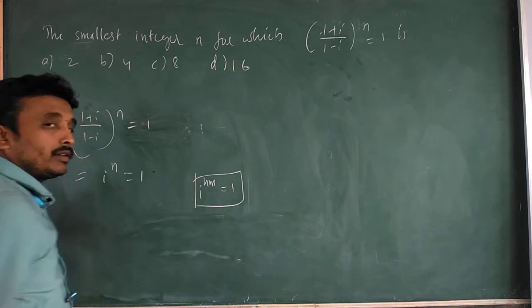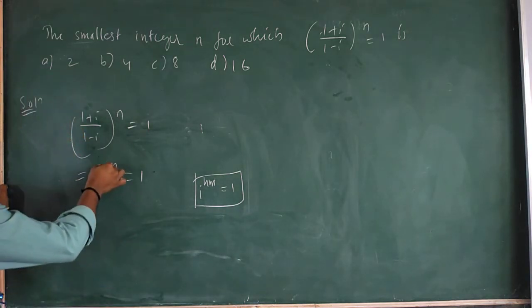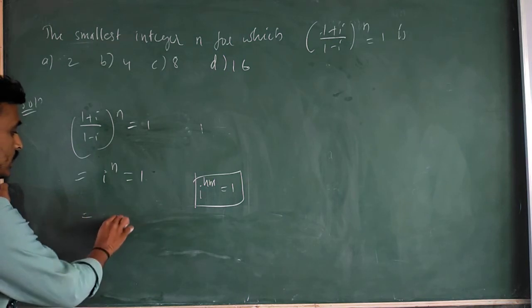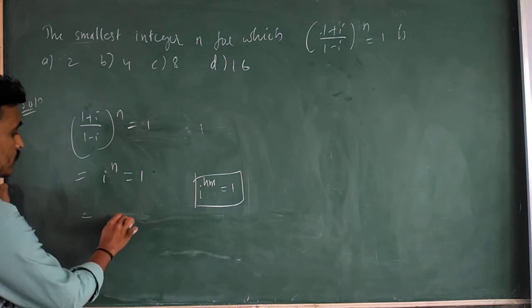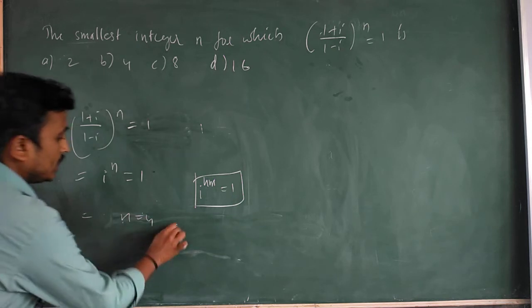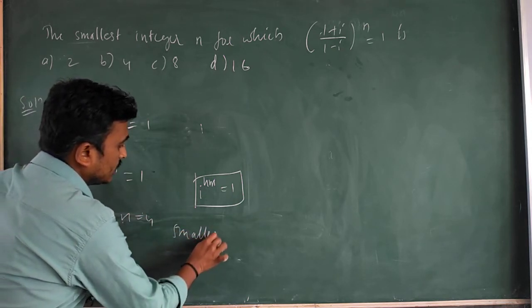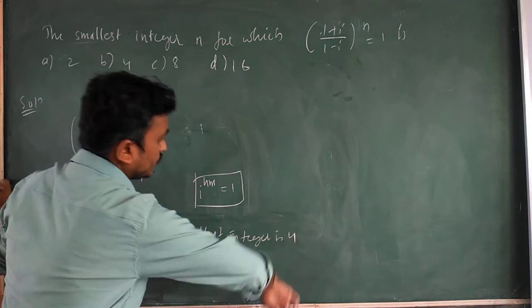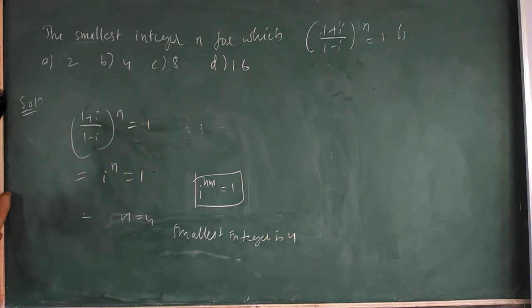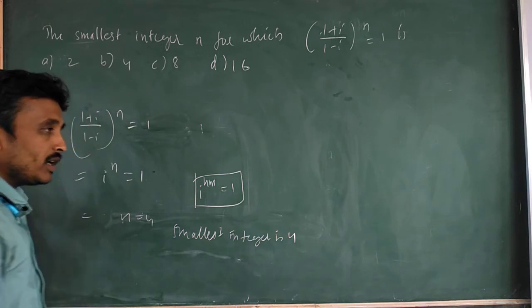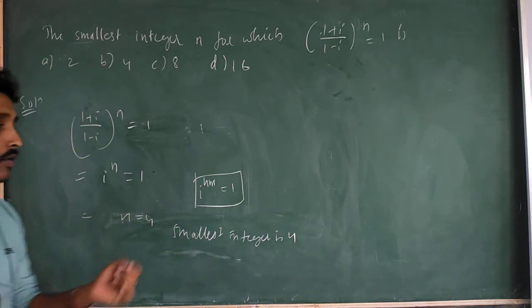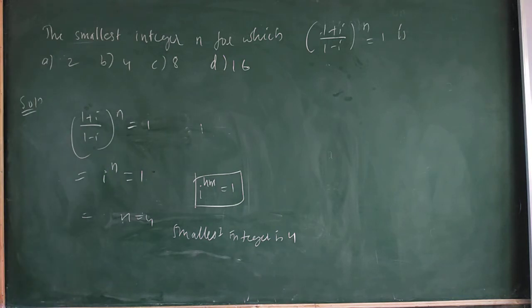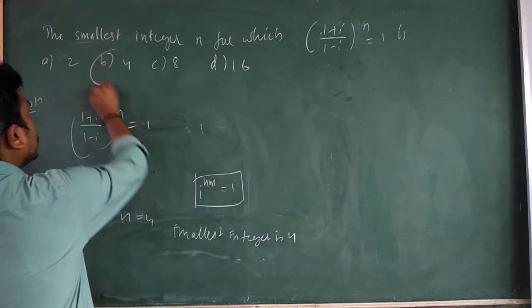So therefore the smallest integer n, all values give 1, i power 4m. So therefore n value is 4. So n equals 4. The smallest integer is 4. i power 4 gives 1, i power 8 gives 1, i power 12 gives 1. Okay, which is the minimum power? Minimum is 4. Okay, the value of n is 4 only. Okay, option B.